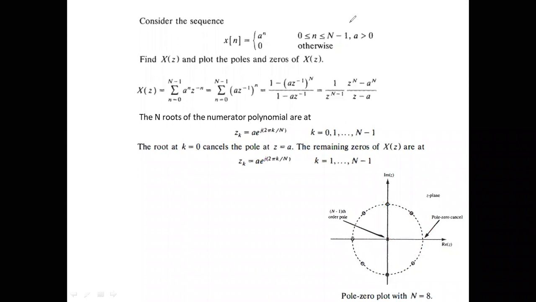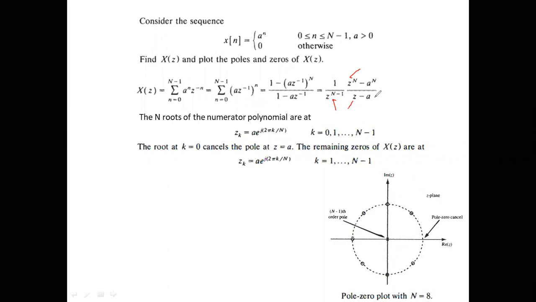Let us start. The formula is simple: alpha to the power n, z to the power minus n. So I have summation from 0 to n minus 1 of alpha into z to the power minus 1, whole to the power n. The formula gives 1 minus alpha to the power n plus 1 divided by 1 minus alpha. See the way it has been rewritten; it makes it much more interesting. Now we are ready. To determine the poles and zeros, the entire expression should be in terms of positive powers of z.